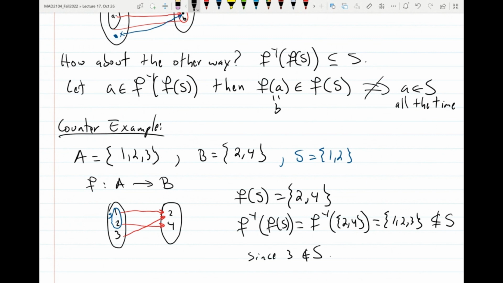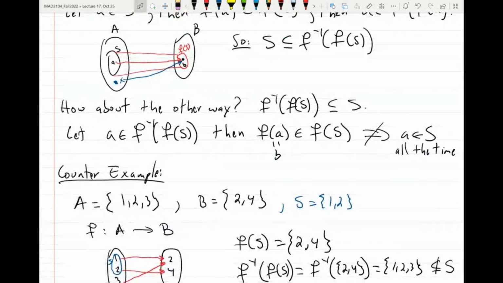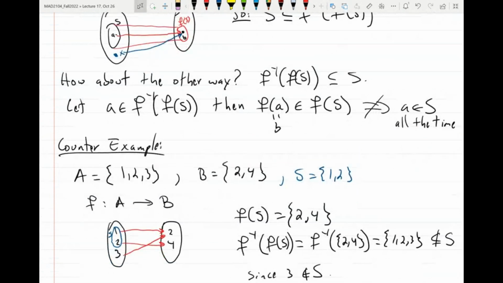How do I construct this counterexample? Is this exactly mimicking what we did on top? This 3 is the x. You see? And the b that I have there is this 2. Do you see what I'm saying? So, the point is that when you play this game of pushing forward and then pulling back, what happens? It actually comes back bigger.